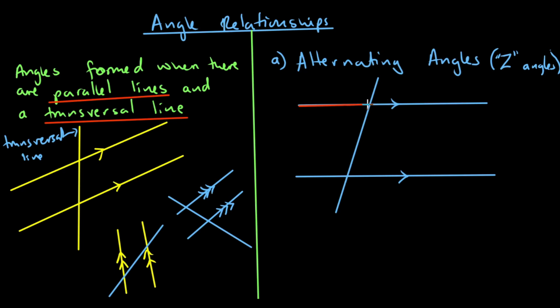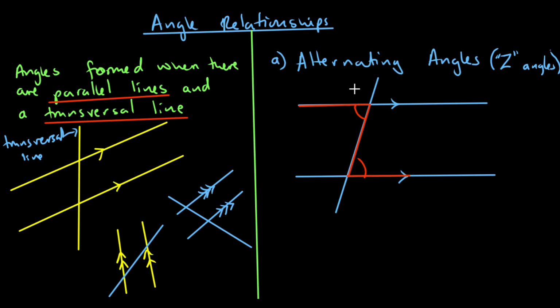This one, this one, this one. Do you see that Z? Yes, that's right. So when we have a Z, that's why alternating angles are called Z angles, because we are looking at the angles of the Z. This angle and this angle are equal. Why? Because they are alternating angles.